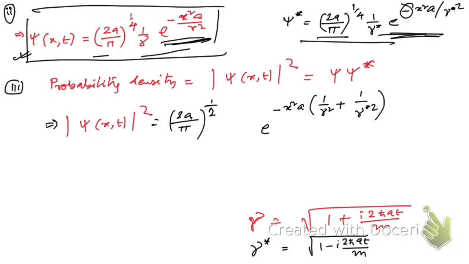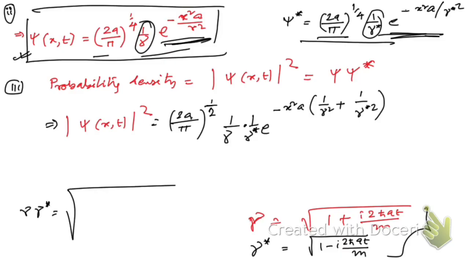So here is minus, there is also minus, so minus is taken common here, right? Hope you have understood this. And here this 1 by gamma and 1 by gamma star, 1 by gamma and 1 by gamma star, right? Now if you multiply these two, then what you're gonna have? So gamma and gamma star, that's gonna be equal to root over.